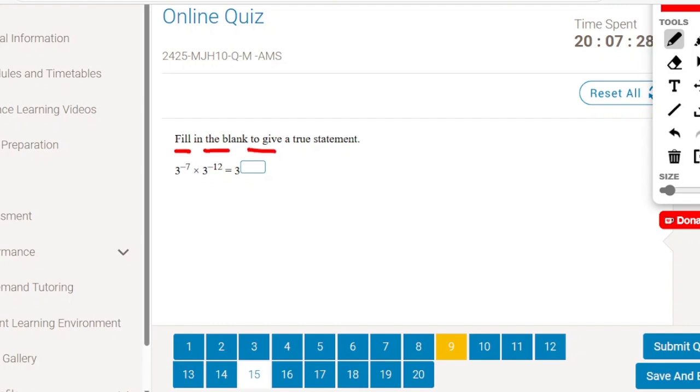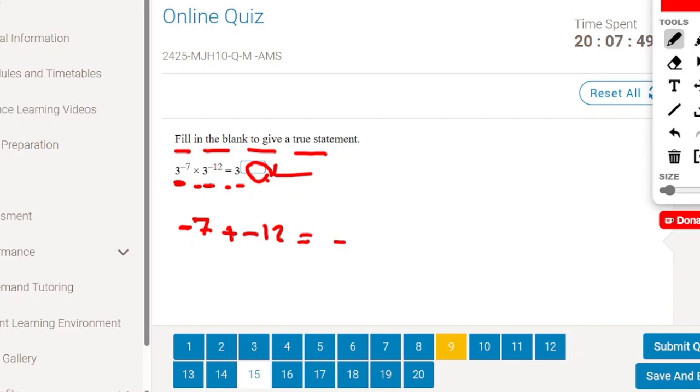Fill in the blank to give a true statement. 3 power of minus 7 multiply 3 power of minus 12 equal to 3 power of something. What is the result for this one? So it will be the same as the previous example. It will be minus 7 plus minus 12 equal to minus 19. So the answer here will be minus 19.